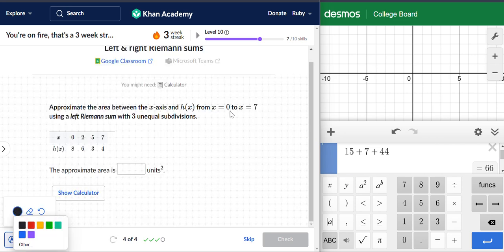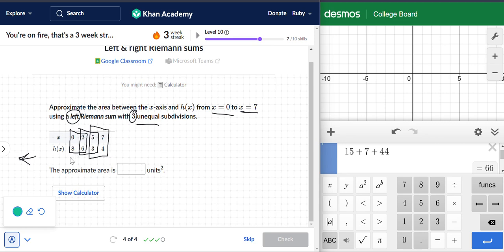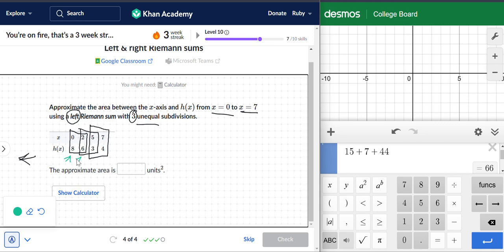Okay, approximate the area 0, 7. Oh, finally a left Riemann sum with 3 unequal subdivisions. Okay, let's make our subdivisions. This is subdivision 1. This is subdivision 2. And this is subdivision 3. Okay. We're talking about the left Riemann sum, so we're going to care about all the values towards the left. So, which would be this one, this value, and this value for the first, second, and third subdivision.